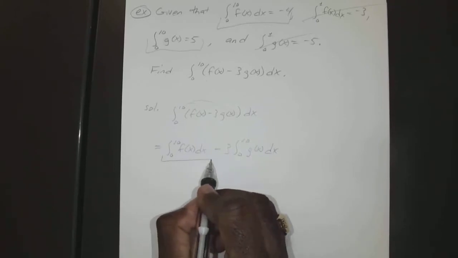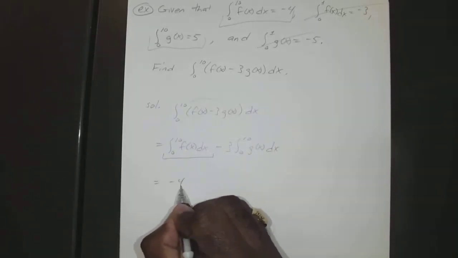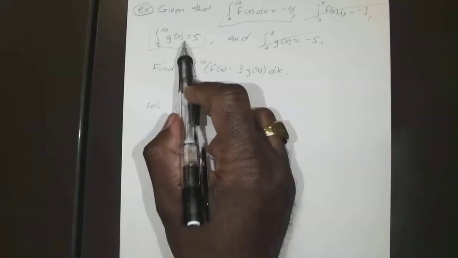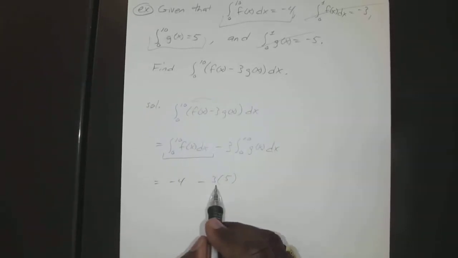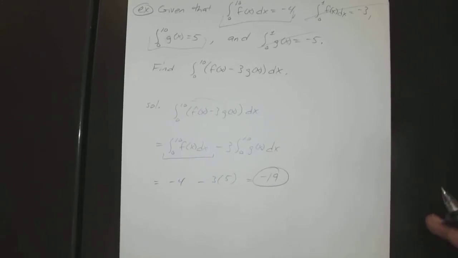Okay, so from 0 to 10, our f of x is equal to -4 minus 3 times the integral from 0 to 10 of our g of x, which is 5, which is -4 minus 15, so that's -19. Like I said, those two weren't even necessary. All right, any other questions on this one?